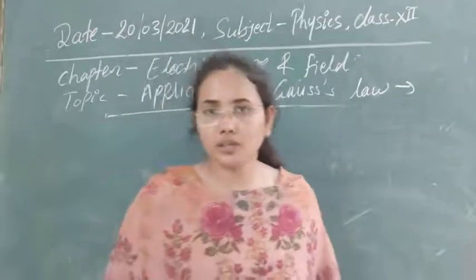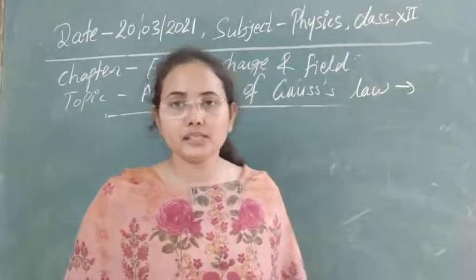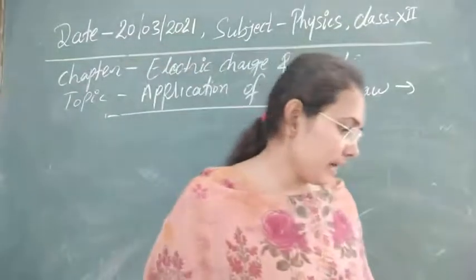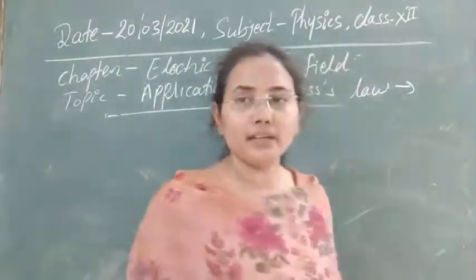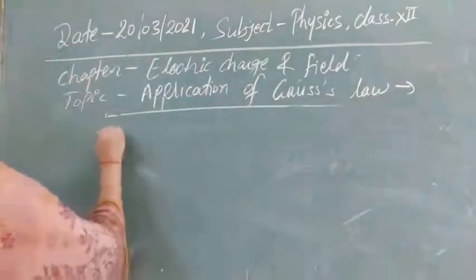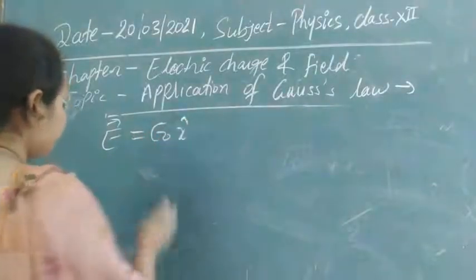Now let's see one more numerical problem here, and after that tomorrow we will discuss some numerical problems based on Gauss law. So the question is: consider an electric field E equal to E0 x cap. It is given in our question. So vector E is given, that is E0 x cap.